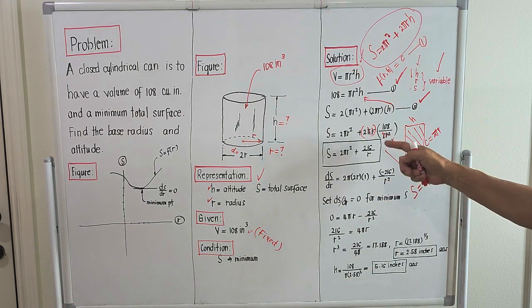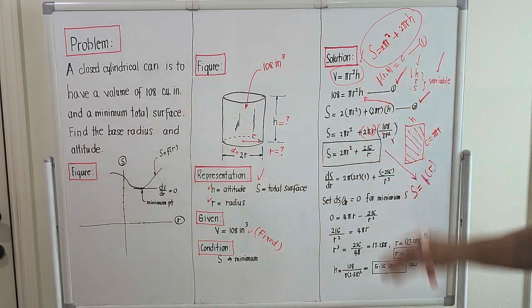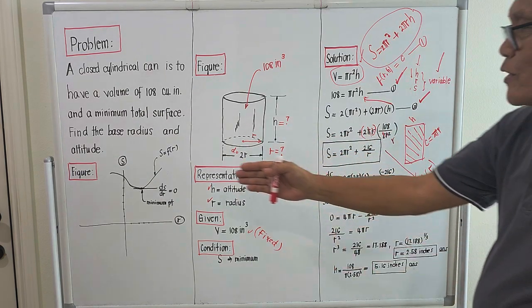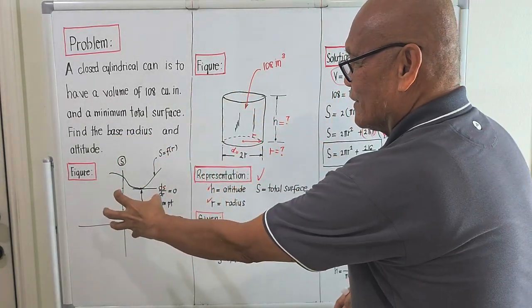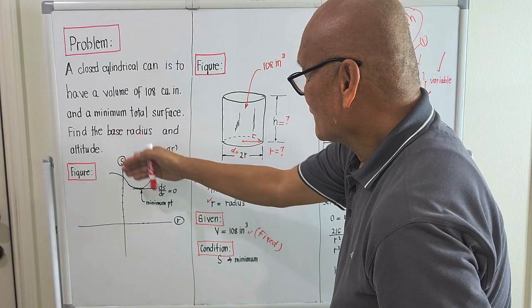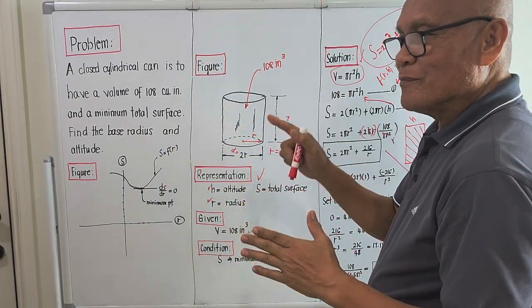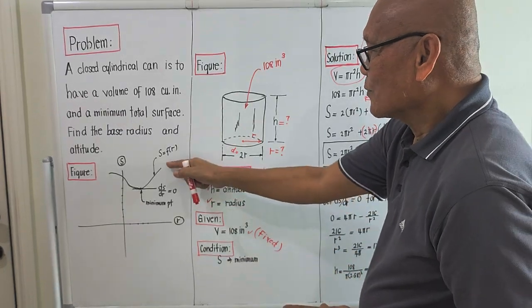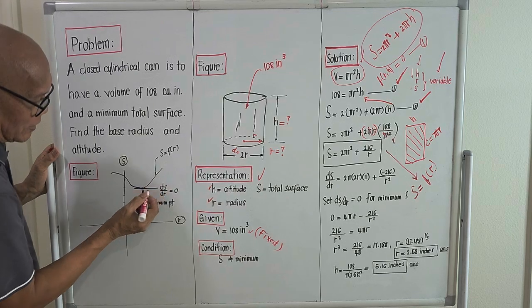If we try to graph this one, it should be a parabola opening upwards. So we'll go back to the first figure here. It should be a parabola opening upwards, so there should be a minimum point for the graph of this one. The minimum point is actually at this point here.